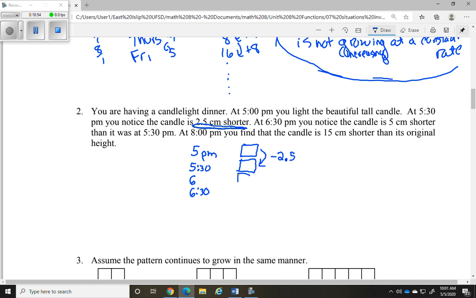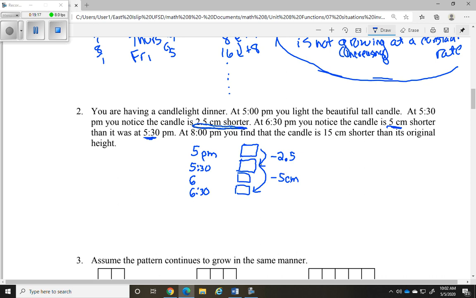I don't know what it is at 6. I don't know what it is at 6:30. But I notice that the candle is 5 centimeters shorter than it was at 5:30. So from here to here, it decreased by 5 centimeters. So now I have to think, is that a constant rate of change so far?